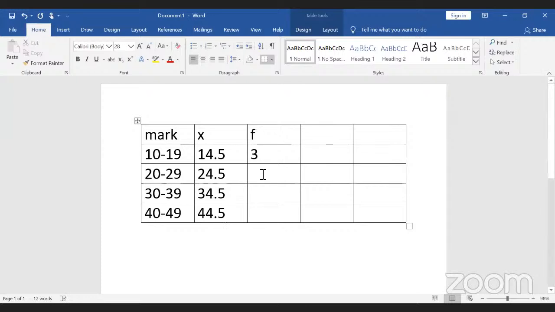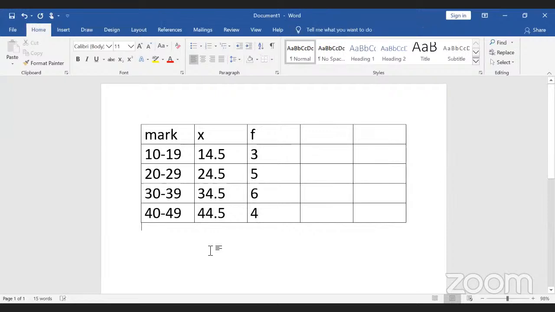Then you can give some random frequencies. Let's say here we have 3. Here, let's say we have 5. Here we have 6. And here we can give a number like 4. Okay.